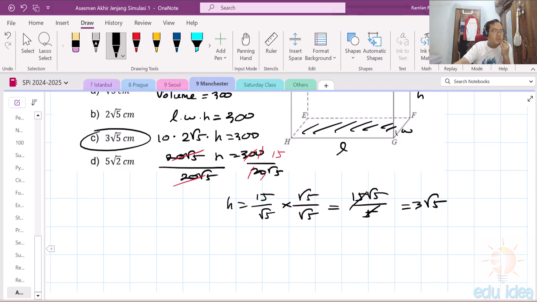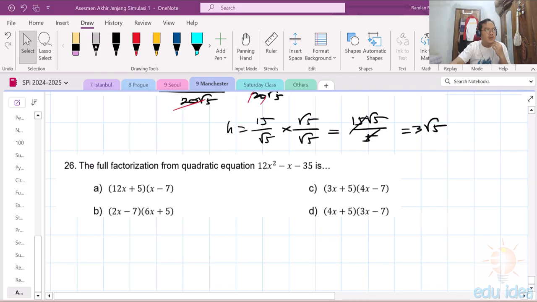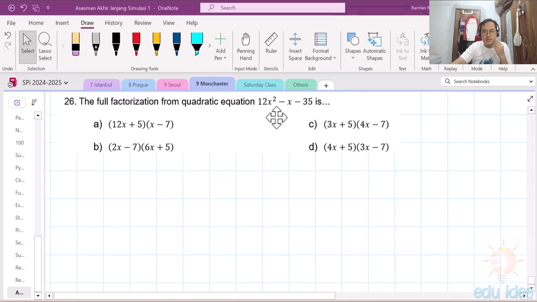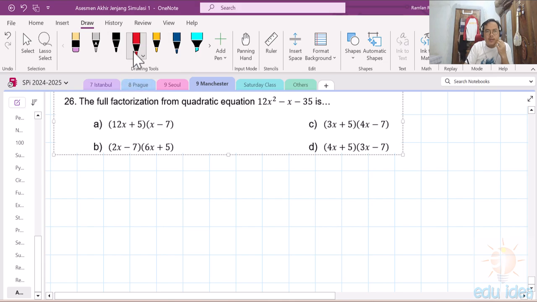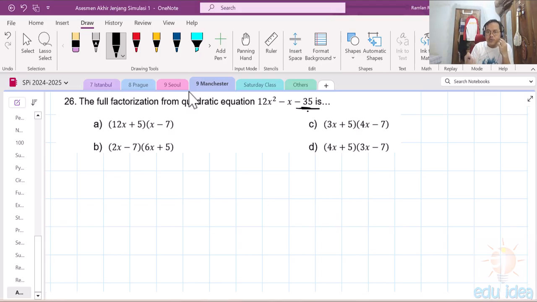Okay, let's go to number 26. The full factorization of the quadratic equation 12x squared minus x minus 35 is what? So if you don't have any options, you can say that the constant, the last one, is actually the multiplication of the two factors, and the middle one is the addition of them. But in here, the coefficient of x squared is not 1, so we need to figure out something.